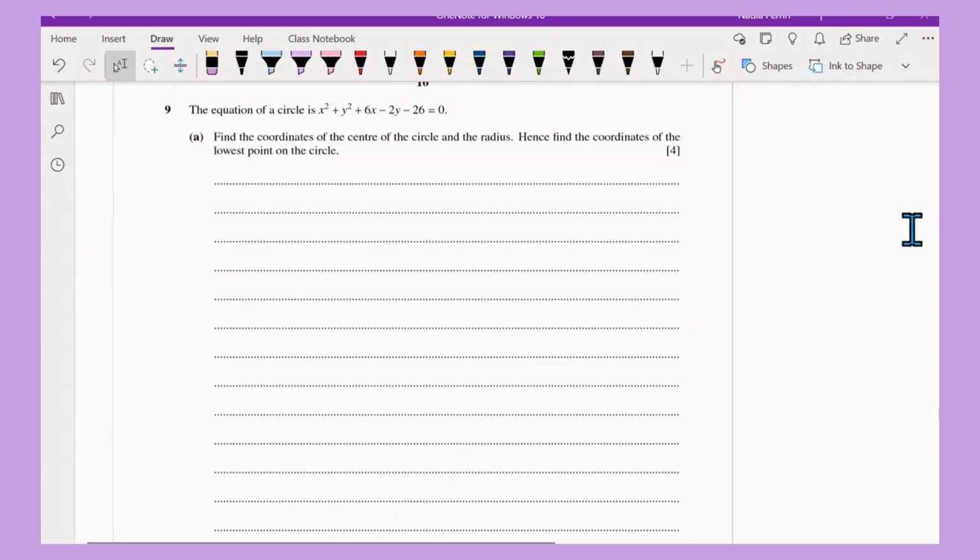Right, so this time we are looking at a circle. So we're trying to find the center and the radius. The best thing to do here is to just put the x's and y's together to begin with, and chuck any numbers onto the other side. And then we complete the square for each section.